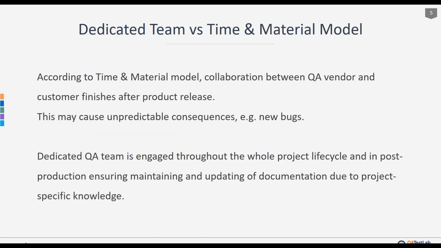Compared to the time and material model, collaboration between the QA vendor and customer finishes after product release. This may cause unpredictable effects, such as new bugs being left uncovered. New changes in code bring new bugs. The original testers are assigned to other projects, so the acquired knowledge about the project is no longer available.